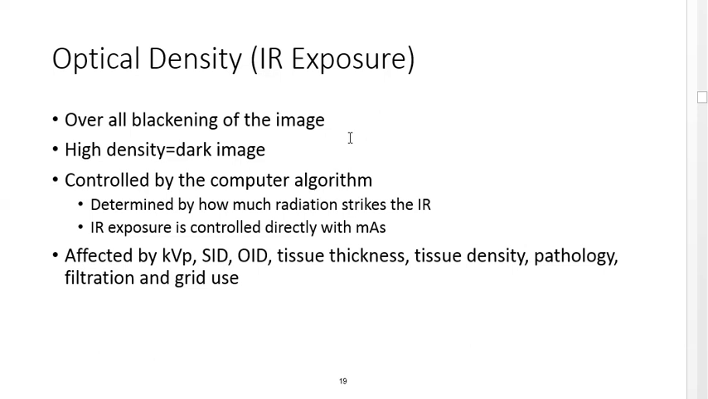So we have tissue thickness also affects your image receptor exposure. As tissue thickness goes up, then your image receptor exposure is going to go down. Tissue density affects it. As tissue density goes up, image receptor exposure goes down. Pathology affects it. Pathology can go in either direction. If you have an additive pathology, then your image receptor exposure goes down. If you have a destructive pathology, then your image receptor exposure goes up. Filtration affects it. As we increase filtration, then our image receptor exposure reduces. It goes down.